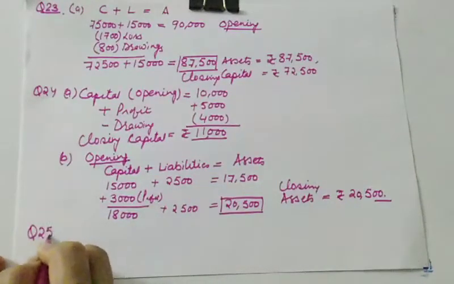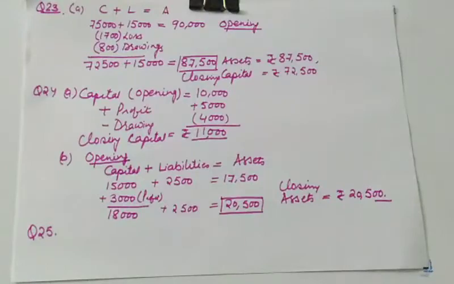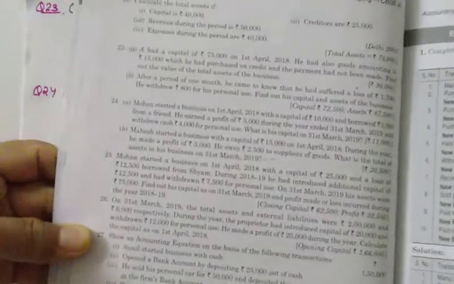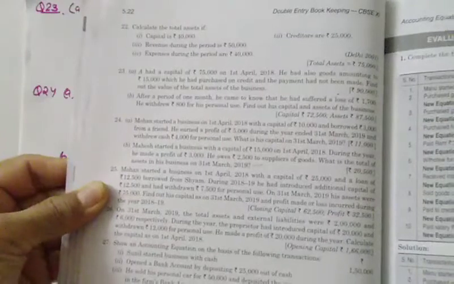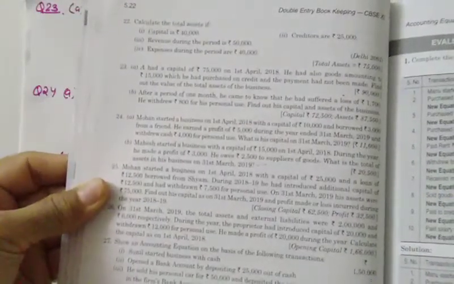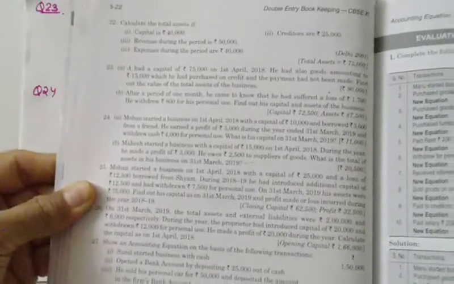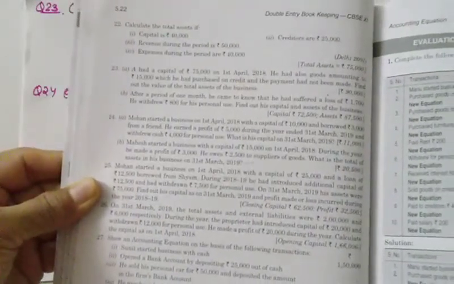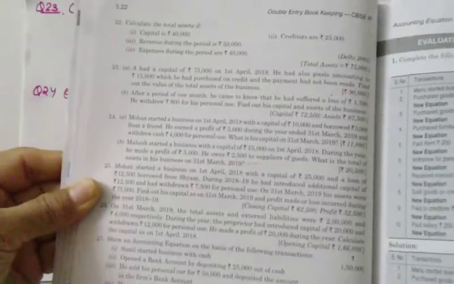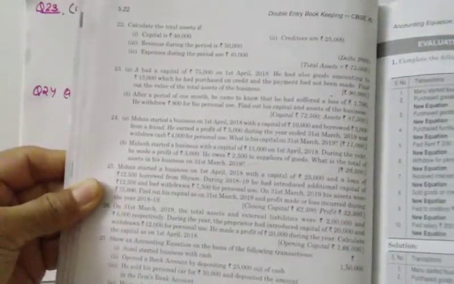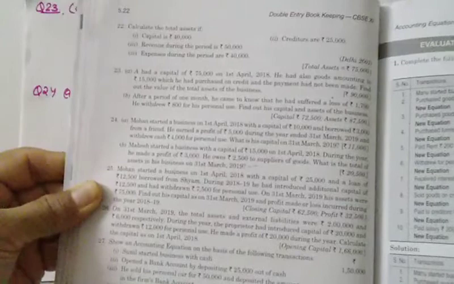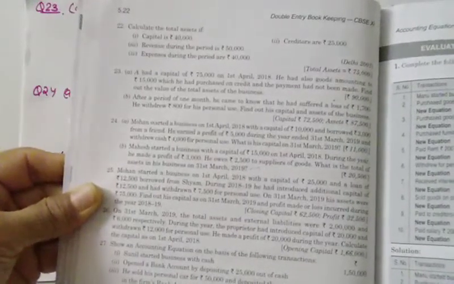Now next is question number 25. Now let us see what is there in question number 25. Mohan started a business on 1st April with a capital of 25,000 and took a loan of 12,500 borrowed from Shyam. During 18-19, he introduced additional capital of 12,500 and had withdrawn 7,500 for personal use. On 31st March, his assets were rupees 75,000 and you are required to find out his capital on 31st March 2019 and profit made or loss incurred during the period.